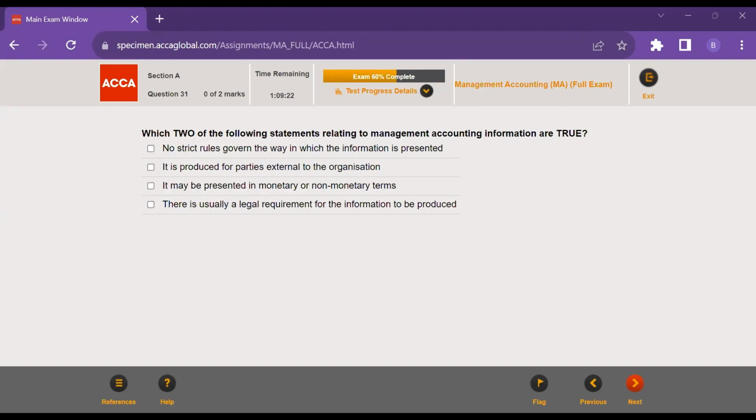Which two of the following statements relating to management accounting information are true? No strict rules govern the way in which it is presented. Definitely yes, since it is not legally required, there's no specific format for this. The management can decide how they want it to be presented. It is produced for parties external, no. It is used for the management, which is an internal party. It may be presented in monetary or non-monetary terms. Definitely yes. The management can be looking at both financial as well as non-financial information. There's usually a legal requirement, no. So again with elimination, you will reach the right answer.